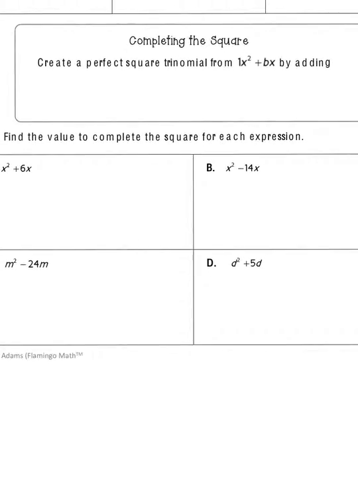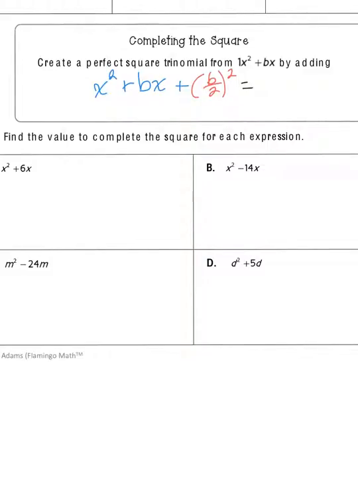Okay, so to create a perfect square trinomial, you're going to have an x squared term of some sort, then an x term of some sort, but then we're going to add to that this new c. So to find c, you're going to take b divided by 2 and square it, and then you're going to add that to both sides.